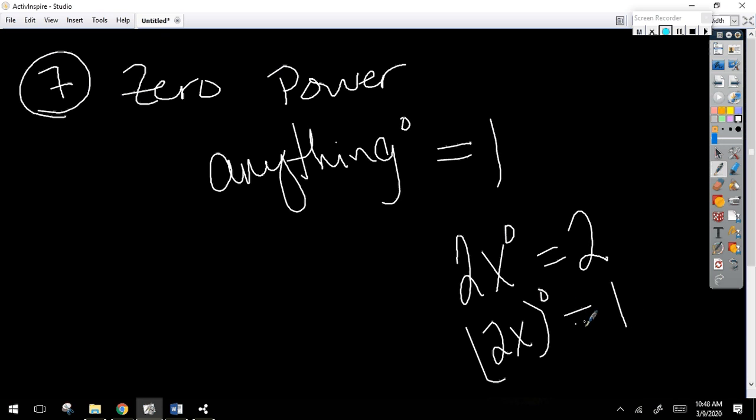This would be 1. So x to the 0 power comes out to 1, and it'd be 2 times 1, and it'd be 2. Correct. I just don't understand something. 0 power, what?